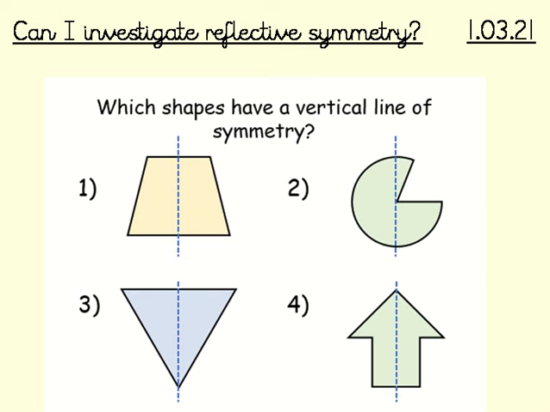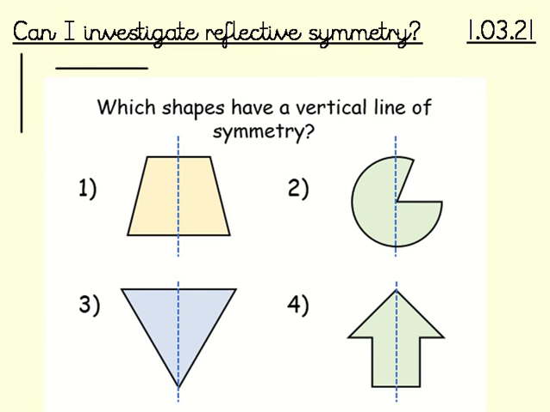So, here's a starter. Have a look and have a think. Pause the video to answer the question. Which shapes have a vertical line of symmetry? Now remember, vertical means coming down this way. Okay, that's vertical and that's horizontal.